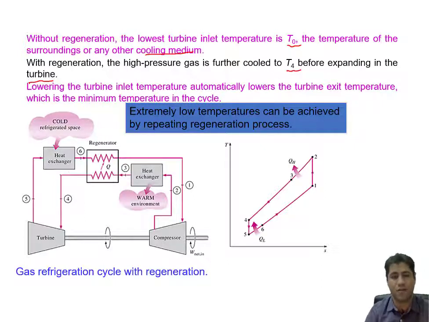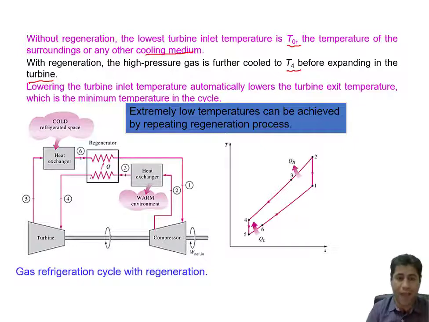So how does this regenerator work? Similarly, we have again a compressor in this gas refrigeration cycle. The compressor goes to a heat exchanger. Heat is rejected to the warm environment. Here the gas is compressed in the compressor. It goes to the heat exchanger. The heat is rejected in the constant pressure process.